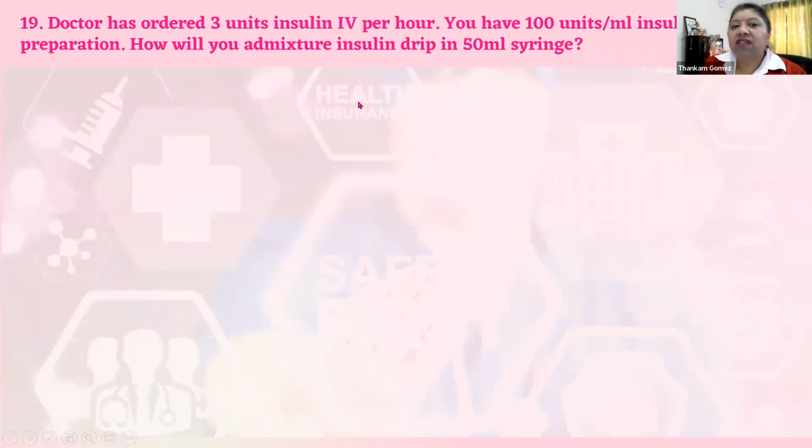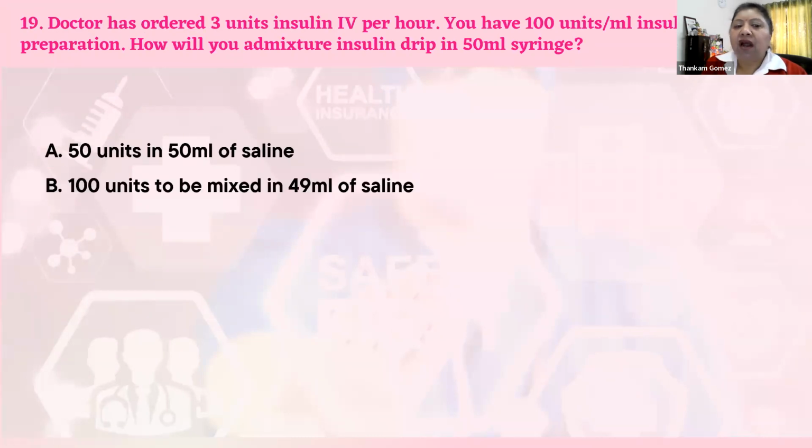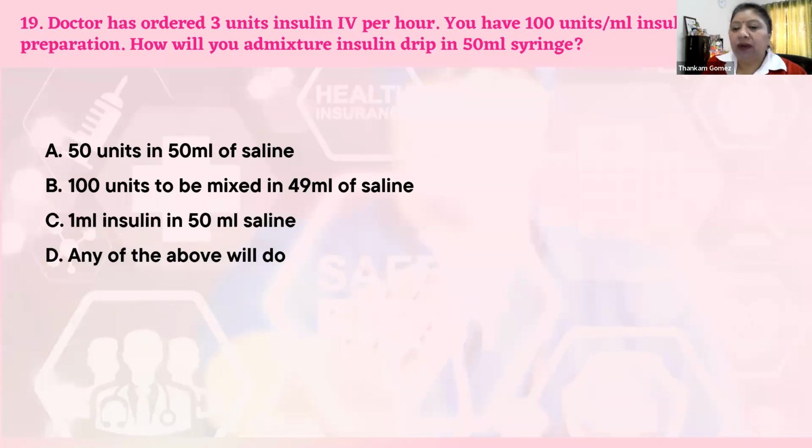19. Doctor has ordered 3 units of insulin IV per hour. You have 100 units per ml of insulin for preparation. How will you admix the insulin drip in a 50 ml syringe? 50 units in 50 ml of saline. 100 units to be mixed with 49 ml of saline. 1 ml of insulin in 50 ml saline. Any of the above will do. What could be the answer here?